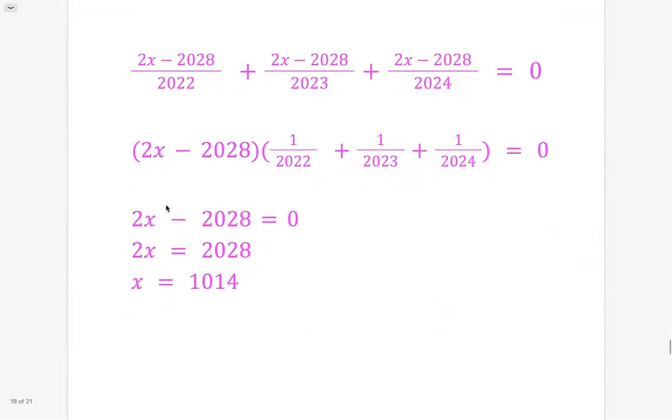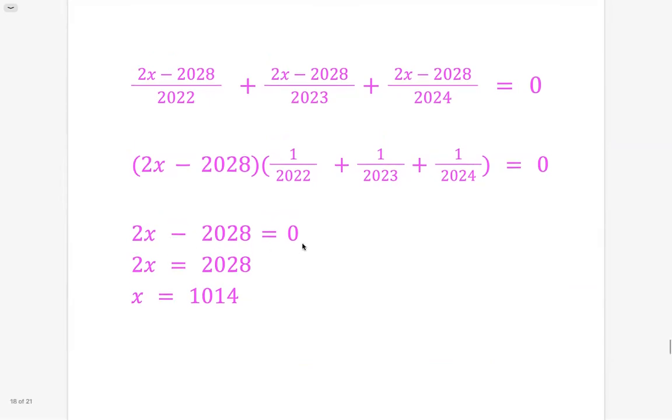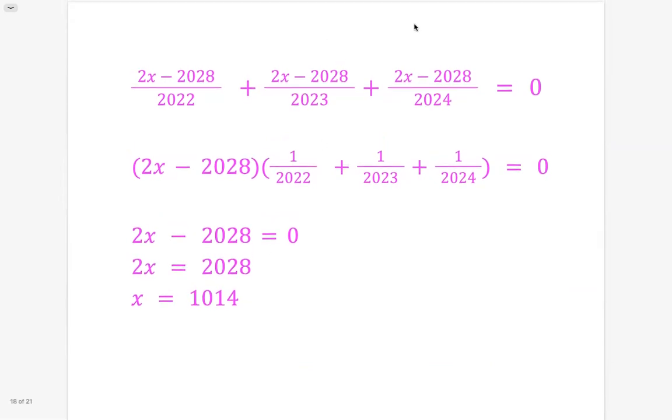So that means 2x minus 2028 is 0. So we get an answer 1014. So this way will save us a lot of energy and time.